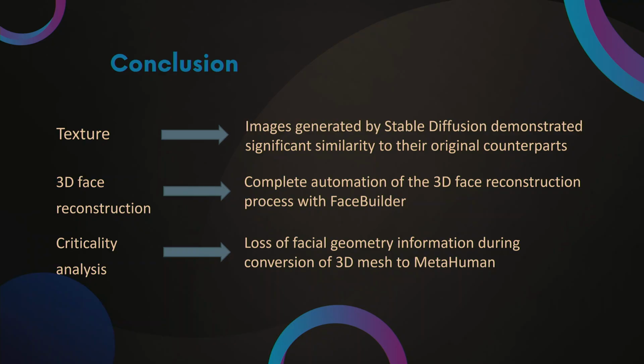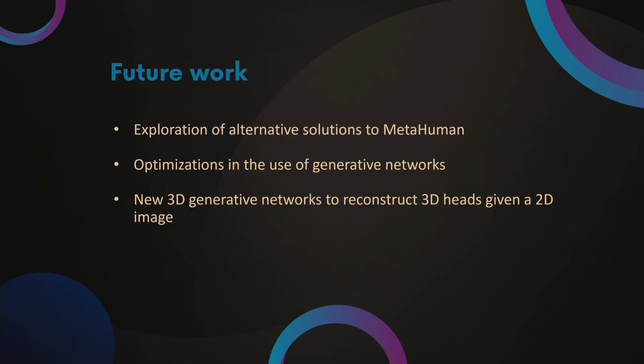So in conclusion, the images generated by Stable Diffusion demonstrated significant similarity with the original one. We did a complete automation of the 3D face reconstruction process. By the way, we got a loss of facial geometry information in the conversion between the 3D head mesh and MetaHuman. Future work is the exploration of alternative solutions to MetaHuman, for example Character Creator, and the optimization in the use of generative networks. For example, the idea is to output the texture directly and not just the pictures. And by the way, a lot of new 3D generative networks are coming out that are able to reconstruct 3D heads starting from 2D pictures. And that's all.